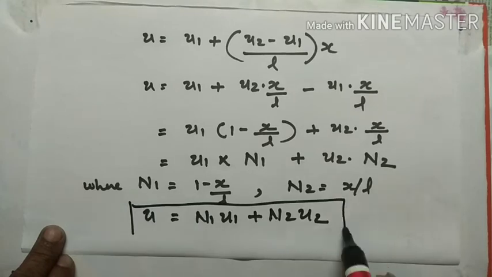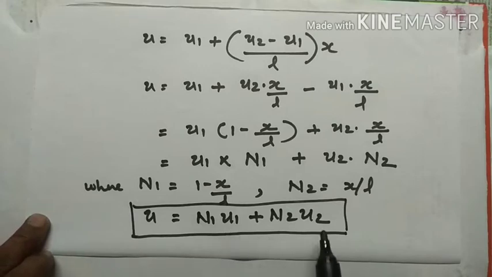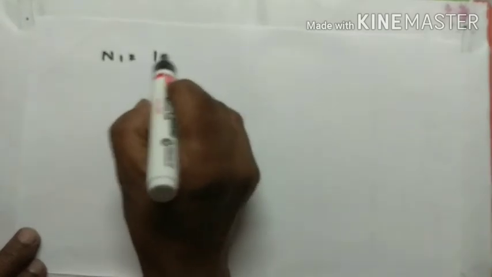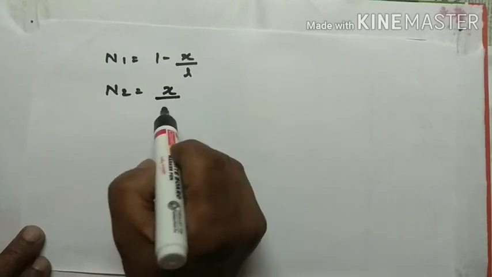This is the representation of displacement of any point in an element with respect to the non-nodal variables, where n1 and n2 are the shape functions. So if we put the values for this x, we will get the value of u at any point. Thus we got n1 is equal to 1 minus x by L and n2 is equal to x by L.